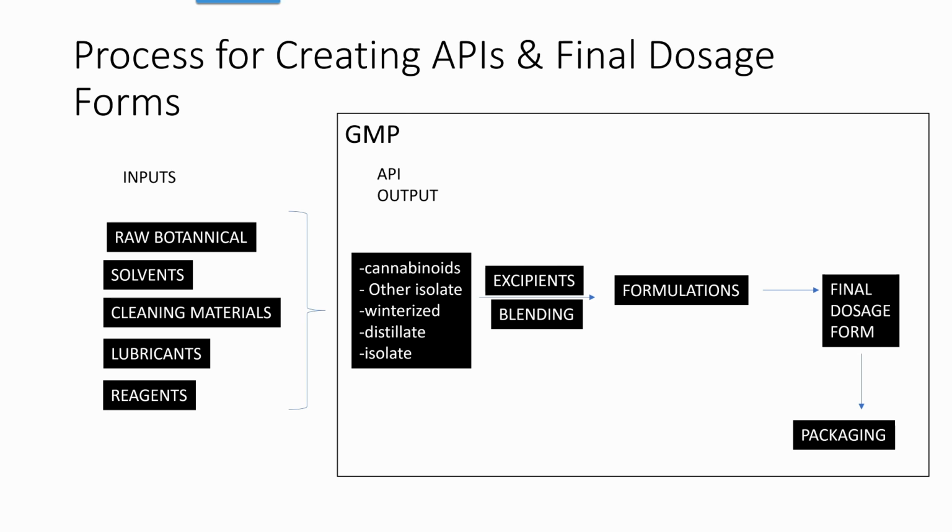Here's the process for creating APIs. You guys have seen this before in final dosage forms. You've got the inputs, the raw botanicals, the solvents, all leading into a GMP facility where there's an API output. You have your cannabinoids, your isolate, your winterized, your distillate that's feeding into that. You add those with excipients to create formulations, and then those go into final dosage forms. Those would be, what do we say, like capsules, tinctures, things like that. And then you put those into packaging, lotions or gels. You've got it all set.